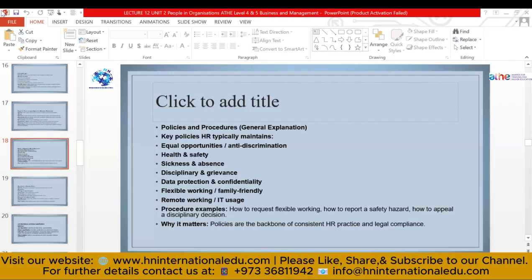Remote working and IT usage. Yes, we opt for remote working. It's easy, it's nice, but what's the issue? The issue of the internet. Mostly it hinders a lot. Procedure examples: how to request flexible working hours, how to report a safety hazard, and how to appeal a disciplinary decision. These three things are separate.